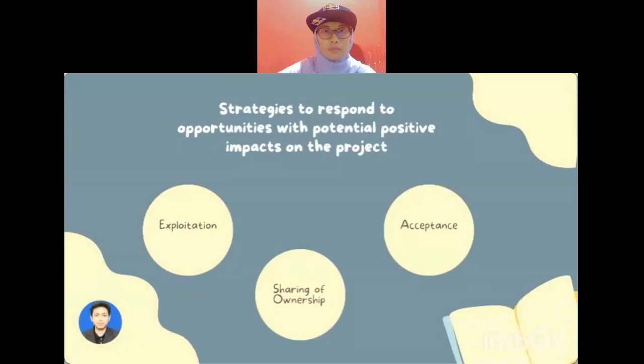The next one is sharing of ownership. In this case, an opportunity may be shared with another party who can better capture the benefit of the positive event. This could include partnerships or joint ventures with vendors or customers, so that all involved can gain from this joint ownership. And the last one is acceptance. This implies that the project manager and team have an open mind so that they can take advantage of an opportunity should it arise, without actively pursuing it.